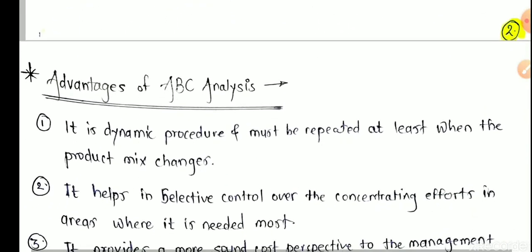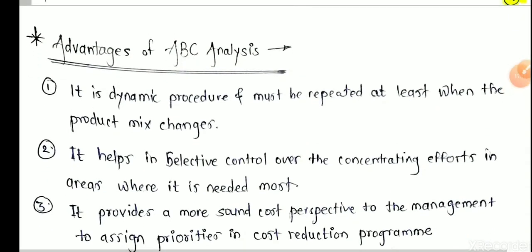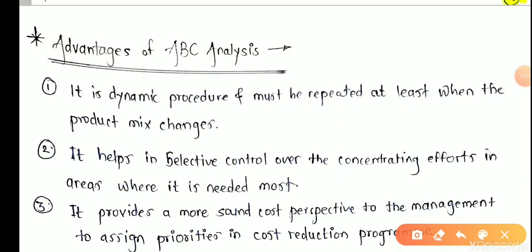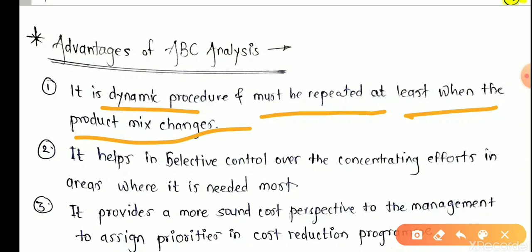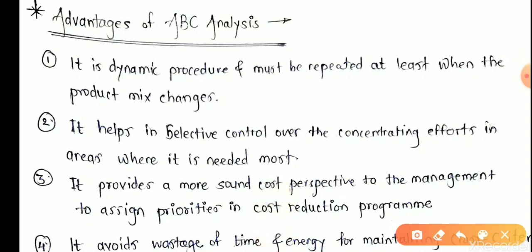Now see the advantages of ABC analysis. It is a dynamic procedure and must be repeated at least when the product mix changes. Suppose our list of inventory items is going to change. In the first lot we had 100 units. In the second lot we have, suppose, 80 items, or maybe 120 items. If our list changes, our product mix changes, it's a dynamic procedure, we can change its ABC analysis. It's a very simple technique.